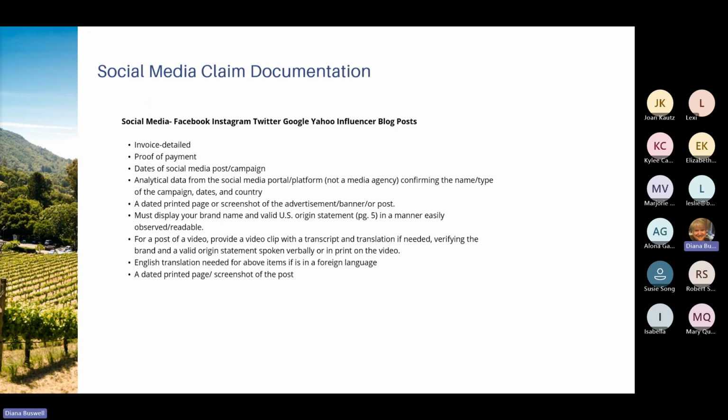Now, for social media claim documentation, it includes campaigns for Facebook, Instagram, Twitter, Google, Yahoo, and influencer blog posts. You must provide a detailed invoice, your proof of payment, the dates of the social media post or campaign, analytical data from the social media portal of the campaign and dates and the country market.